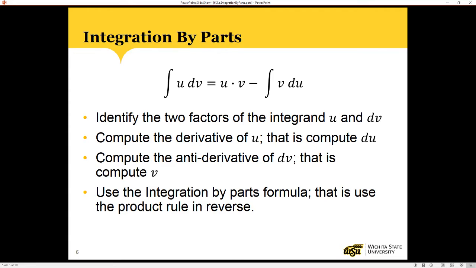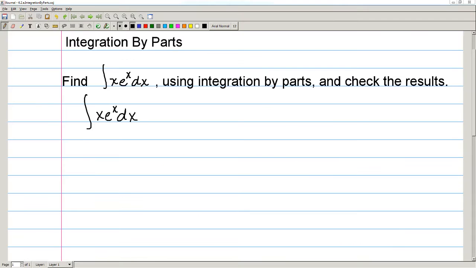Let's look at an example. Let's find the integral of the product x e to the x dx using integration by parts and checking the results. Okay, to integrate a product like x e to the x, first we have to identify each part. We need to identify something easy to differentiate. This will be our u. And something easy to integrate. This will be our dv, like e to the x dx.